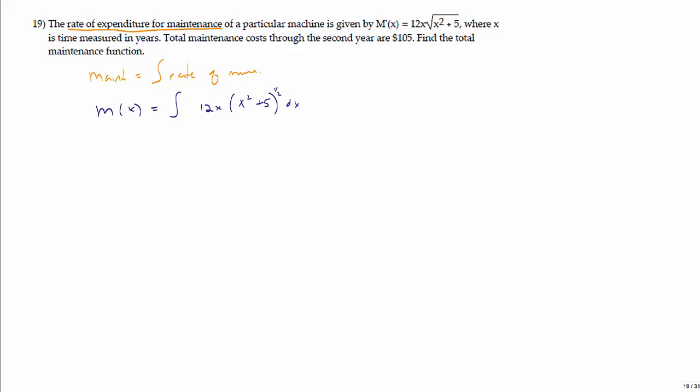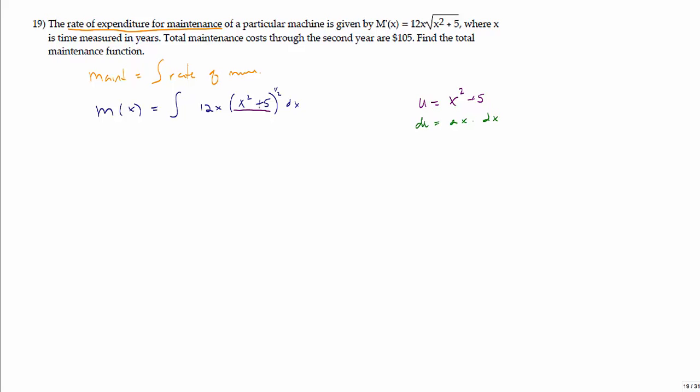Think about what you should pick for u. Since I have stuff underneath the square root, I've got x squared plus 5 to the 1/2 power. That's going to be my u. So u is equal to x squared plus 5. That means du is going to be equal to 2x dx.